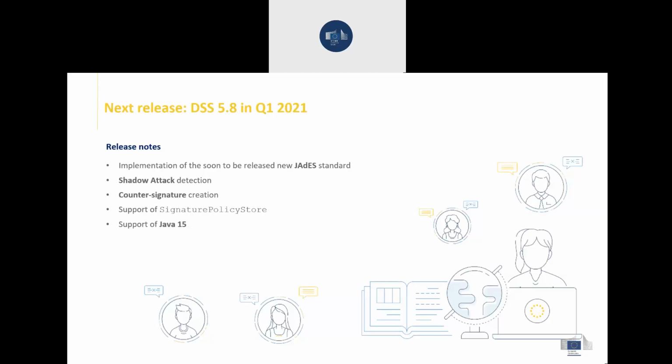Regarding the next works that are going to be happening, the next release, DSS 5.8, is in Q1 2021. And basically, on the release notes of this latest DSS release, we can see that it's going to include the implementation of the new JAdES standard. It's going to include the detection of shadow attacks, and it allows the creation of countersignatures, supports the signature policy store, and Java 15. So these are the main characteristics of this new release of DSS. It's going to take place very soon in Q1 2021.